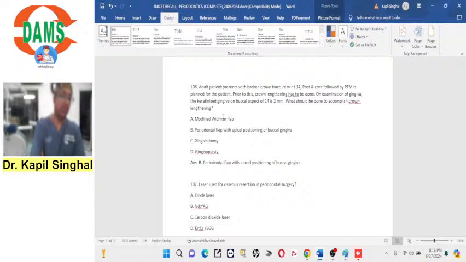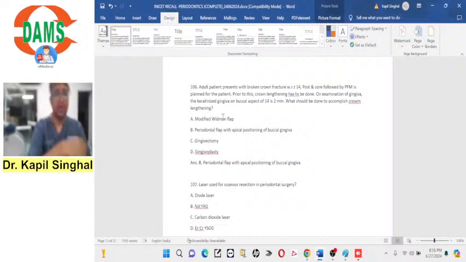First of all, we need to understand the different ways by which crown lengthening can be done. One is flap surgery, in which I cut a portion of the marginal gingiva and increase the length of the crown. Next is gingivectomy, where I remove some portion of the gingiva. And third is periodontal flap surgery, but with apical repositioning of the gingiva.